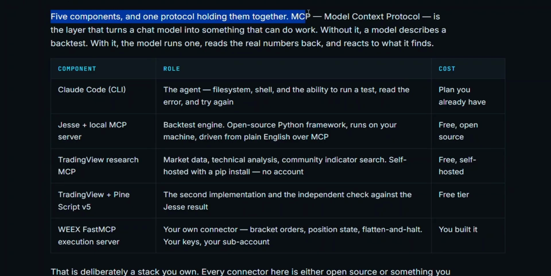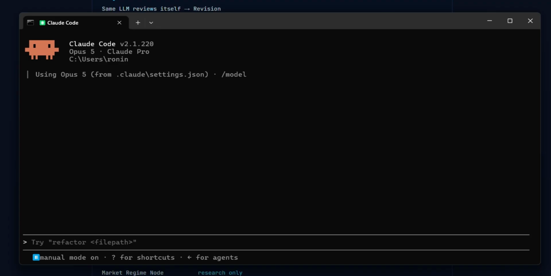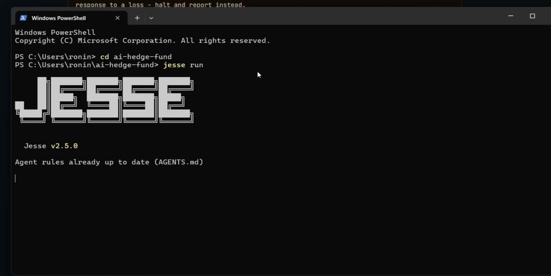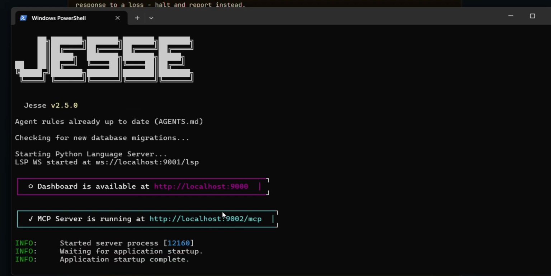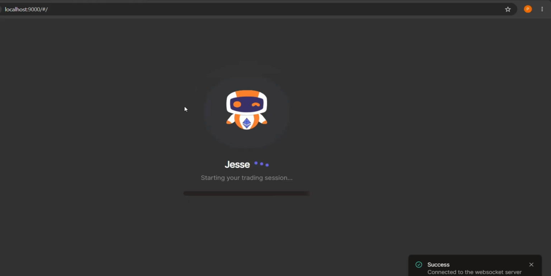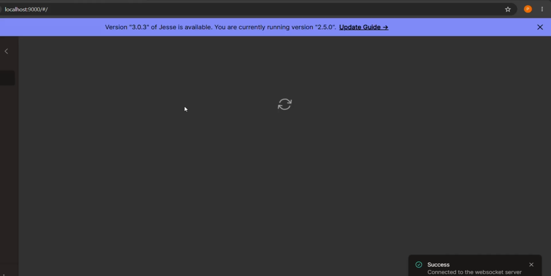5 components and 1 protocol holding them together. The brain is Claude Code, running in the terminal. The backtest engine is Jesse. It is an open-source Python framework for algorithmic trading. It runs entirely on your machine, and I already have it wired to Claude over a local MCP server.